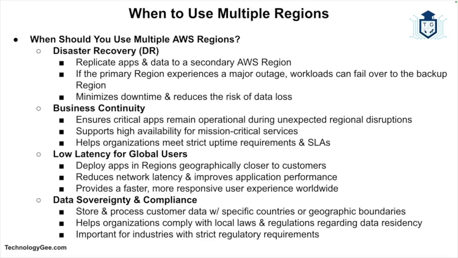So an example scenario will be something like this: a global e-commerce company that might run the primary infrastructure in the US East, replicate the data to Europe, and then fail over if needed. And that is called enterprise level resilience.